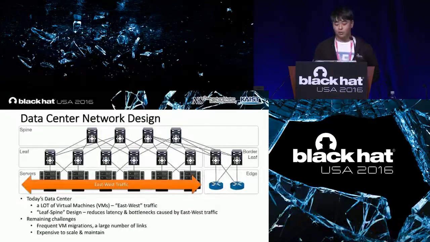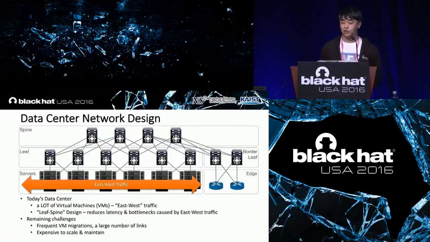And today we'll be introducing some attack vectors that could affect SDN infrastructure, and particularly we would like to focus on data centers today. So the modern data centers deal with a lot of virtual machines, and accordingly the east-west traffic that travels within the data center has become dominant. So the data centers have recently started employing this leaf-spine design that reduces the latency and the possible bottlenecks caused by east-west traffic. But even with this new design, there still remain other challenges to be solved. So the data center should be able to deal with frequent VM migrations and also a large number of links. And it is still expensive to scale and maintain the data centers.